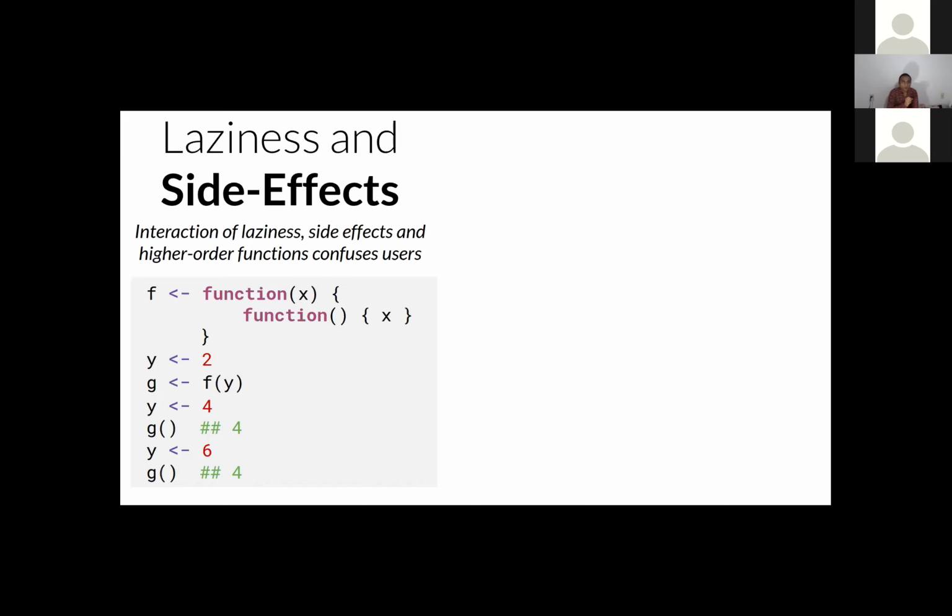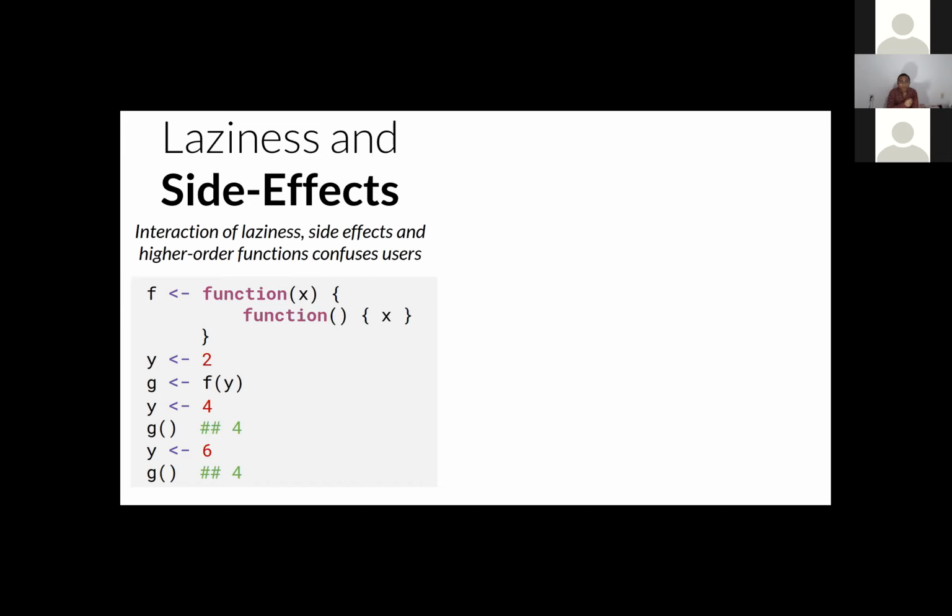Now what will happen when we call g? The inner function of f will be executed. This will cause a lookup of an evaluation of the promise bound to x. That promise contains the symbol y. y will be looked up and its value will be 4. So 4 will be returned.